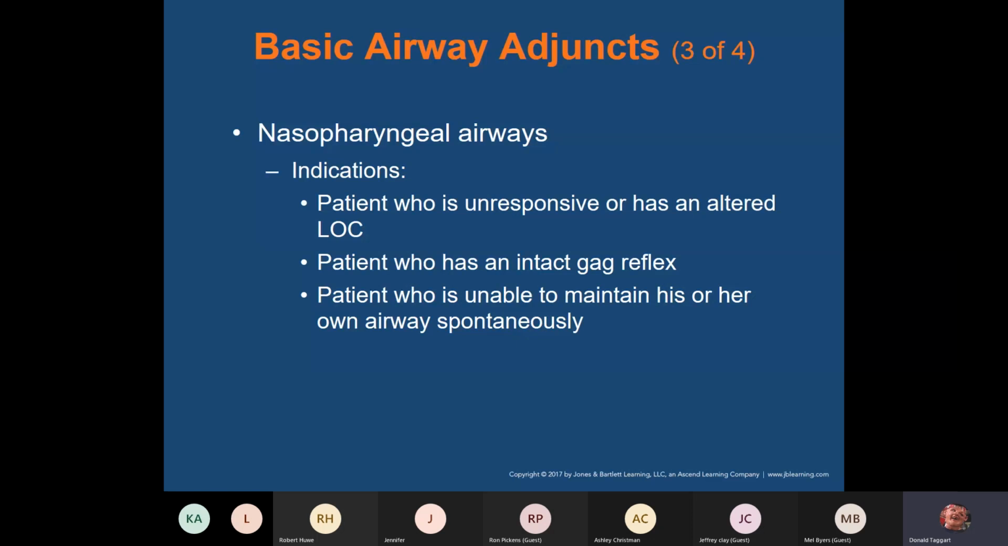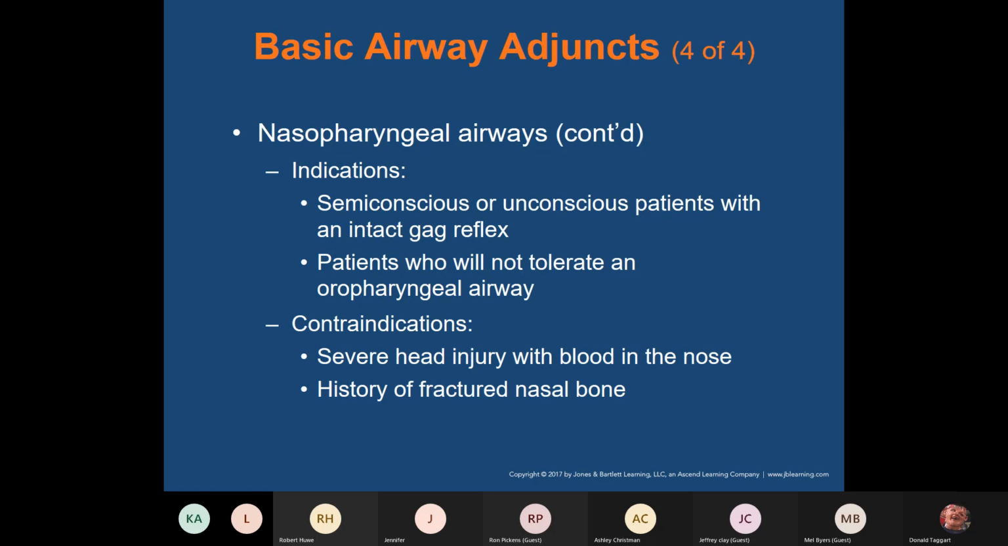OPA, or NPA, excuse me, are great for seizure patients, people who maybe aren't controlling their airway 100% yet. NPAs can be tolerated by people with a gag reflex. So they're great for seizure patients. Okay, so indications: semi-conscious, unconscious, in patients who are not tolerating an oropharyngeal airway.